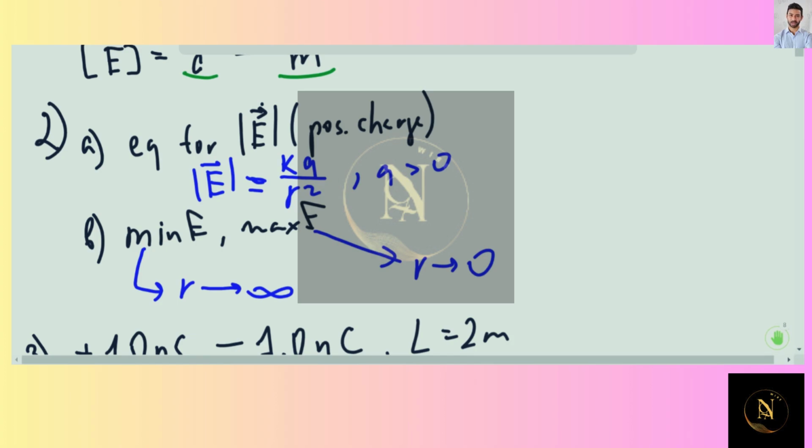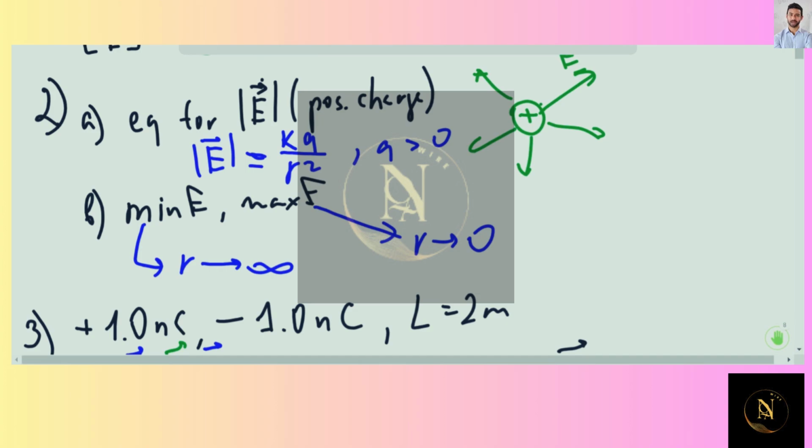So E can be calculated as kQ over r squared, and here Q is above zero, therefore Q is positive, therefore E will be directed away from the charge. So E is minimum when r is very high. When r approaches infinity, E approaches zero, and E reaches its maximum when r is minimum. So it apparently doesn't reach some maximum value, but it increases a lot when we approach the charge.